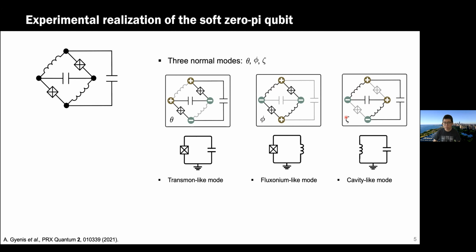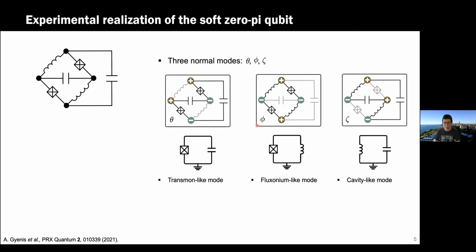And with perfect circuit symmetries, which means if the two capacitors and two inductors are identical, then the zeta mode will be fully decoupled from the other two modes. And then we can encode quantum information into the theta and phi directions.